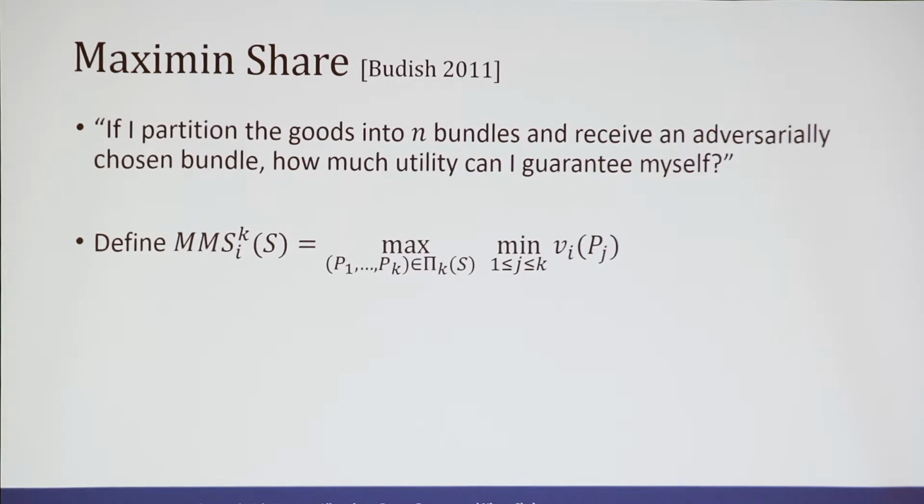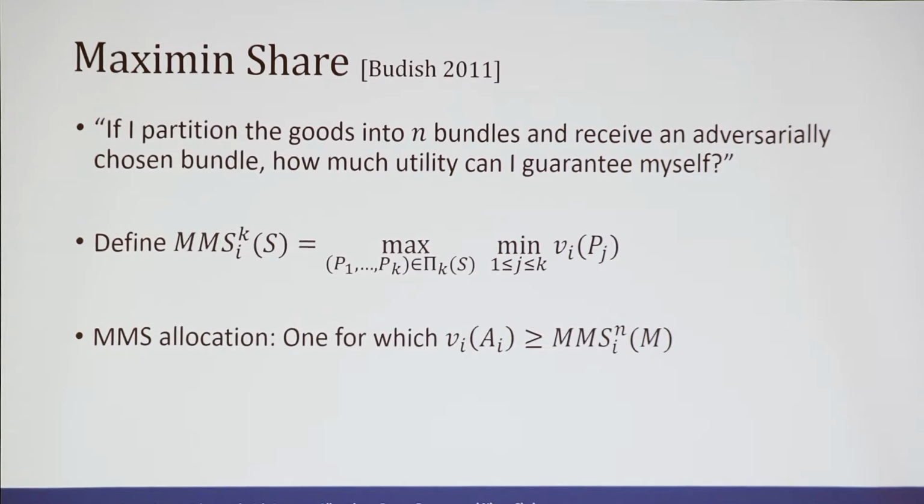Okay, so to formalize that, we can define this thing here, which is the MMS share of agent i when there are k agents in the system and our set of goods is S, and I am unfortunately going to need all of that notation. And that's just the max over possible k partitionings of our set of items S, of the minimum value that I have for any of those bundles. Right, so this is just the math for this English statement here. And the MMS allocation is one where the value that I get from my allocation is at least the MMS share when I partition all of the goods into n bundles.